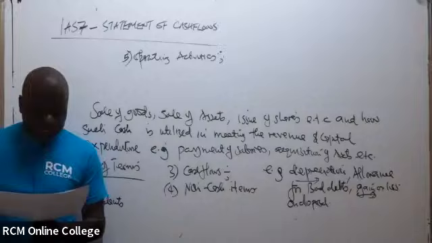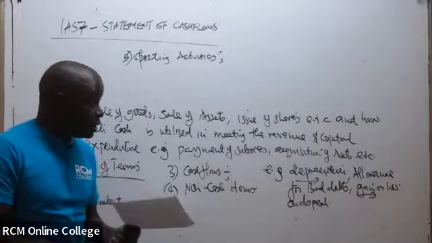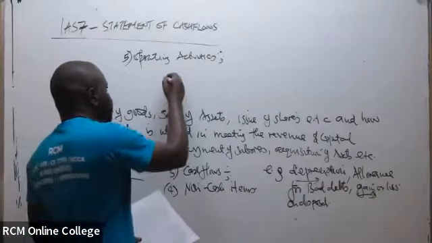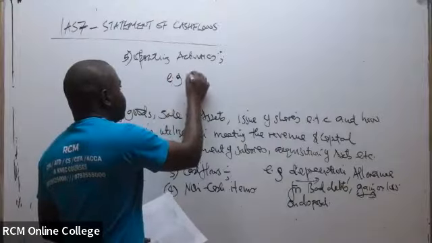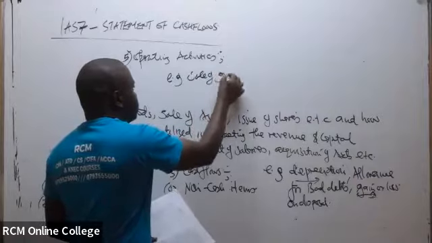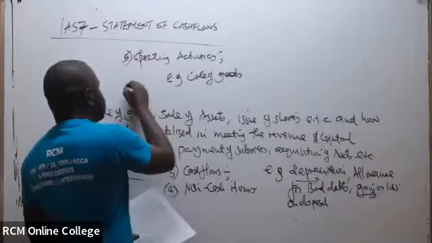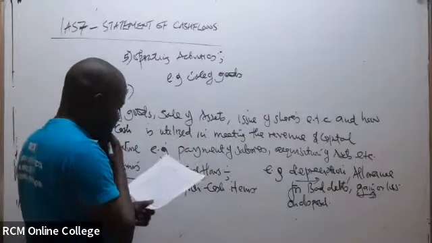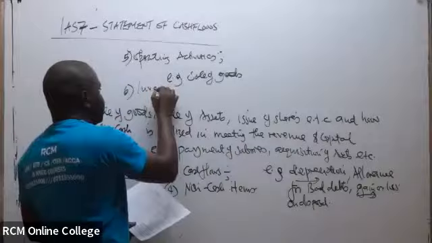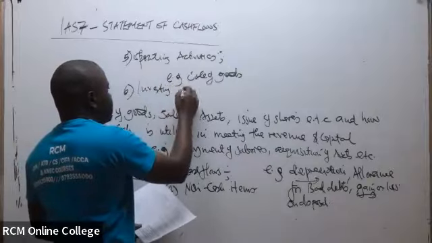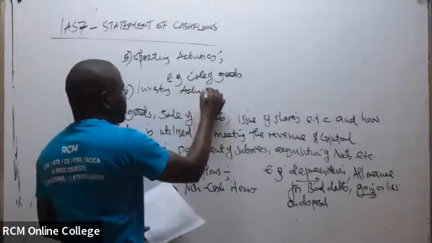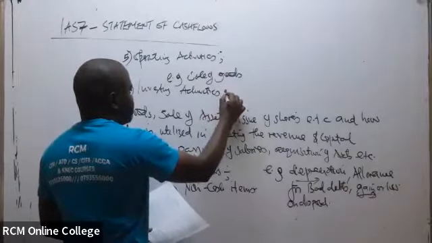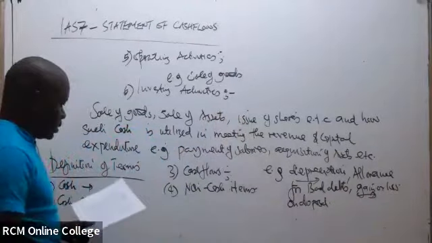e.g., sale of goods. Then number 6, investing activities. So what do you mean by investing activities?